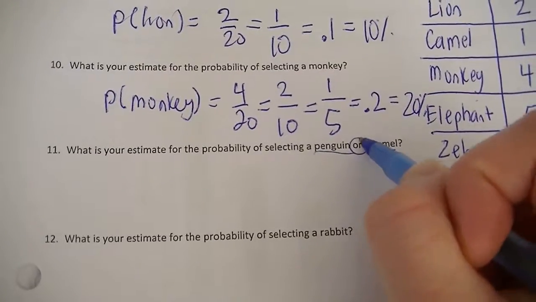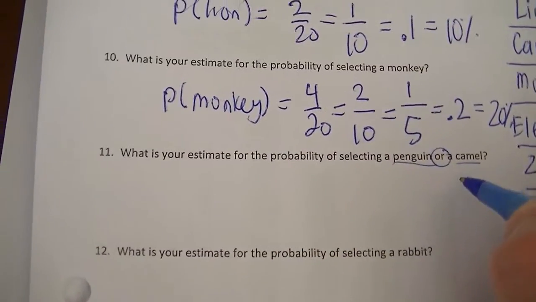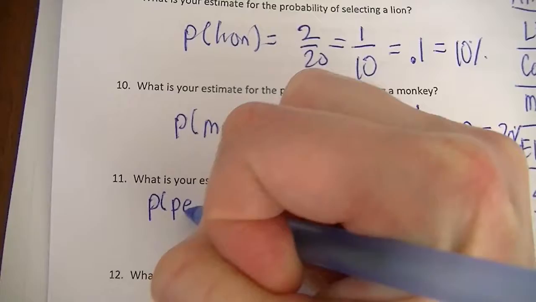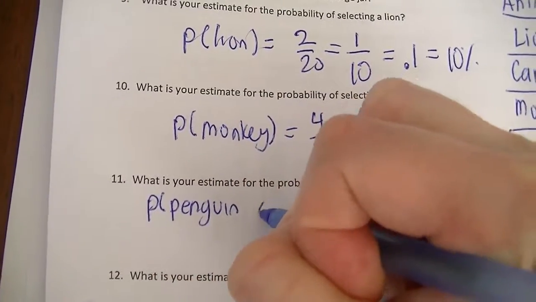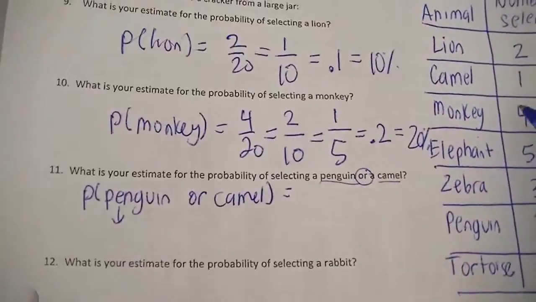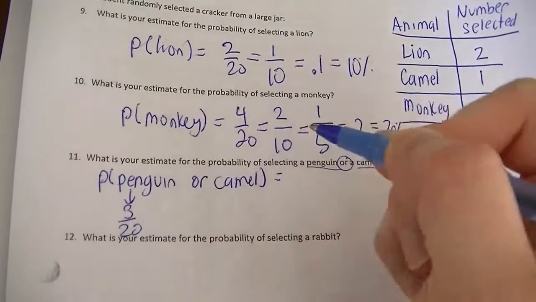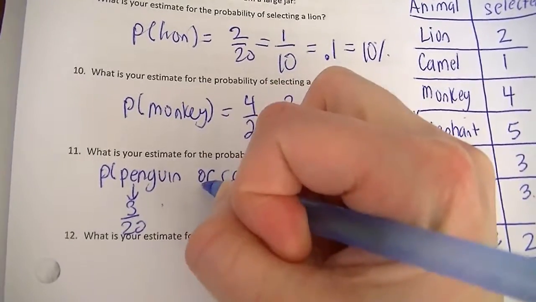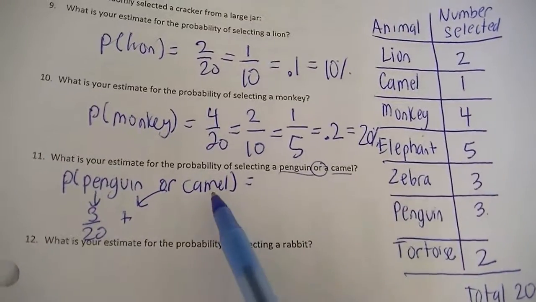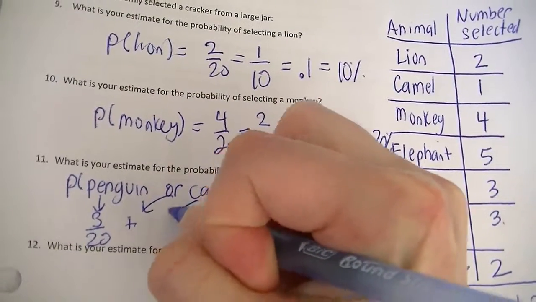Okay, I see this word or, and in probability, that means you have to add the probabilities of each. So I need to add the probability of selecting a penguin to the probability of selecting a camel. The probability of selecting a penguin or selecting a camel. So the probability of selecting a penguin is 3 out of 20. I'm going to keep them as fractions. I'm not going to turn them into decimals or percents because I'm going to have like denominators, so it'll be pretty easy for me to add these fractions. Or means add camel now. The probability of selecting a camel is 1 out of 20.